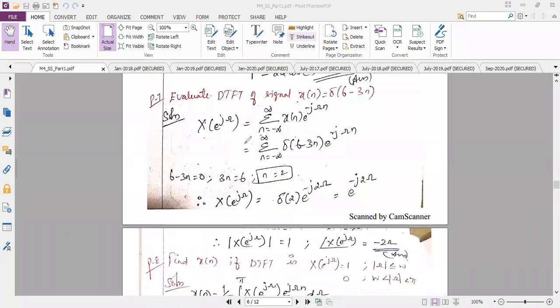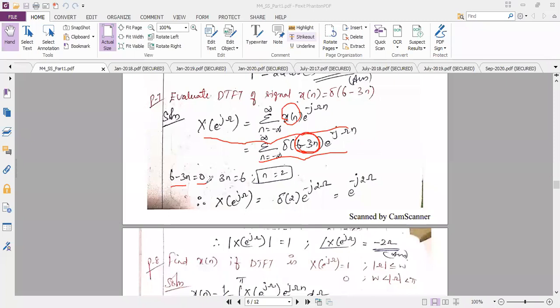I hope you have written the formula and substituted the delta function from the question, in place of x of n, delta of 6 minus 3n. Always, if you have multiple terms in the bracket, we should try to compress it. Even in the previous problems, we have followed the same thing. So I'm taking this bracket term, 6 minus 3n, and putting it equal to 0.